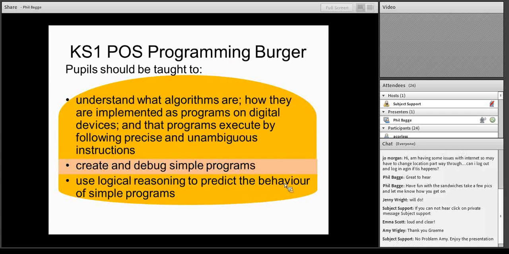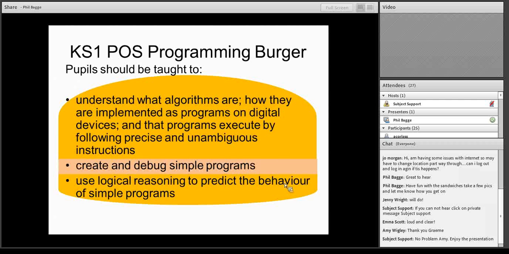I think it's worth talking about the primacy of programming and algorithm design in both Key Stage 1 and Key Stage 2 this evening. So here we've got the Key Stage 1 computer science programming elements and algorithm elements, which we said are very related anyway. So we've got pupils should be taught to, and we've got this bit in the middle, create and debug simple programs.